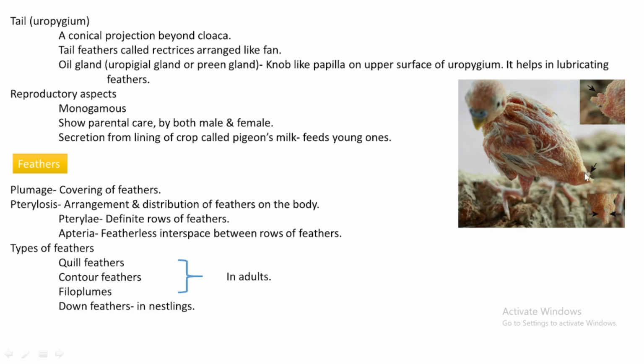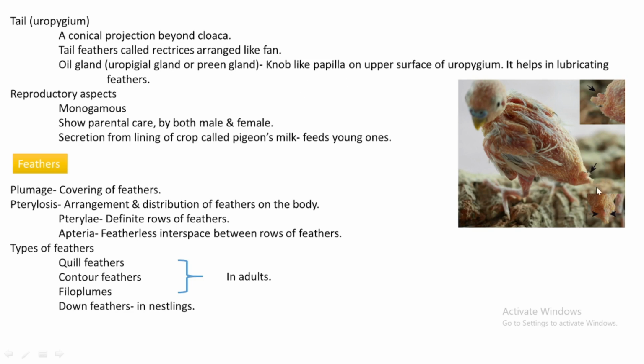Tail feathers are called rectrices. They are arranged in the form of a fan in this area. And an oil gland is present. The oil gland is called the uropygeal gland because it is seen on that uropygium. So that's why it's called the uropygeal gland, or otherwise the preen gland. And what is the uropygeal gland?